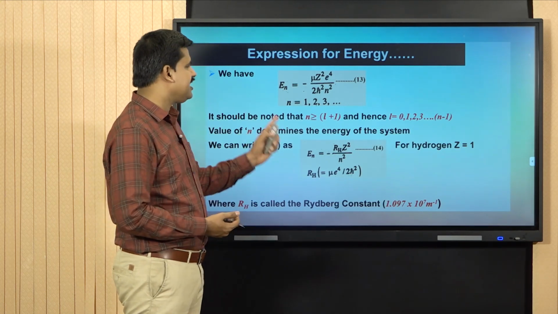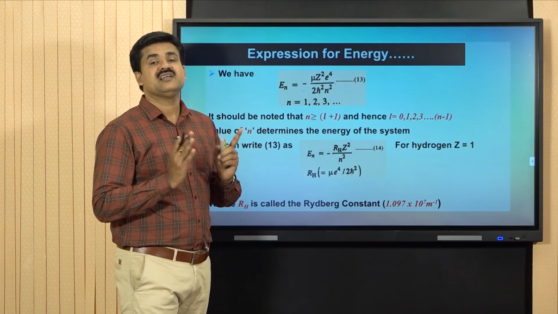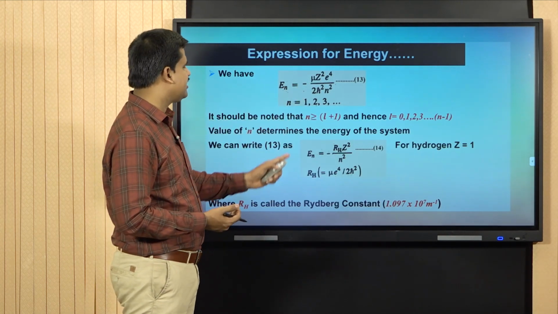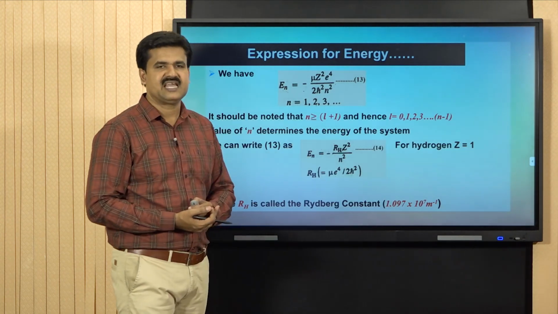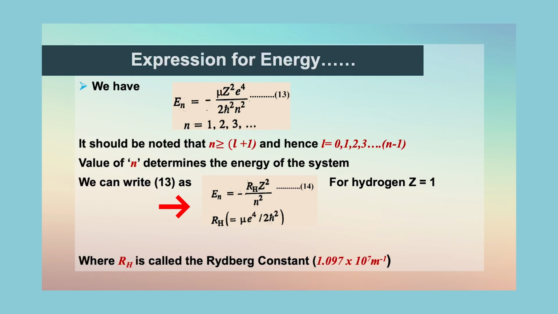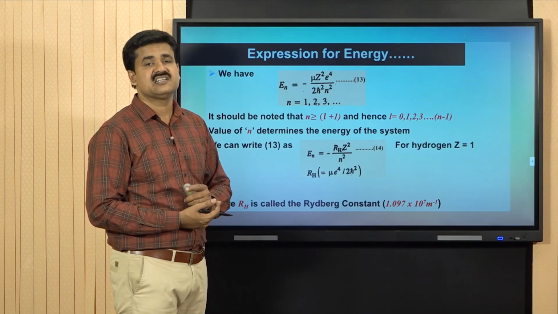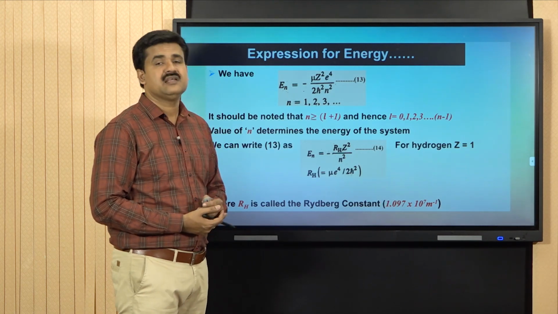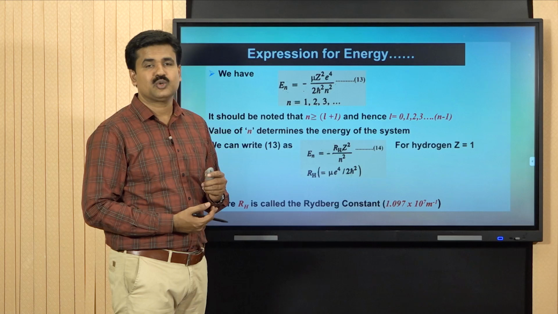The value of n determines the energy of the system. We can write this equation in a simplified form like this. En is equal to minus RH into Z square divided by n square, where Z represents the atomic number. And for hydrogen, the value of Z is equal to 1.